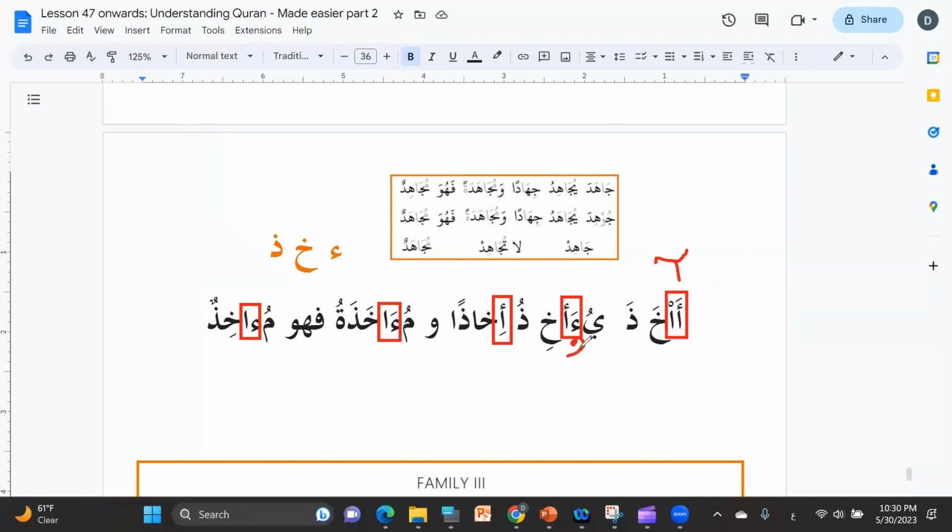Waw corresponds to the u sound. So yuwakhizu. Akhaza yuwakhizu ikhazan. Wa muwakhazatun. Again, Hamza over here, because before Hamza there is a dhamma from the pattern. There is dhamma, so we need to put waw over here as the chair of Hamza. So muwakhazatun. Mufa'alatun. Muwakhazatun. Fahuwa muwakhizun.